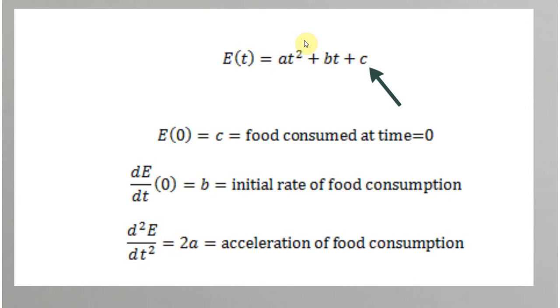B, the second parameter, is the initial rate of food consumption. And this parameter does have meaning. After you do the curve fit, you can compare the value of B for different cases. As we saw in the palatability of the rats, B should be different for the different types of foods that were presented to the rats.